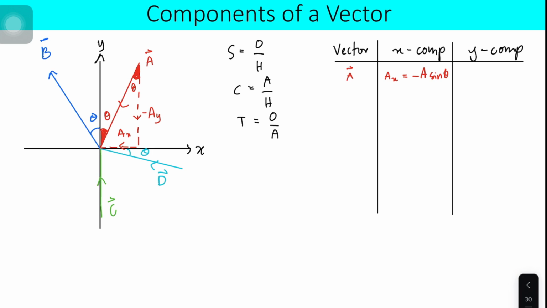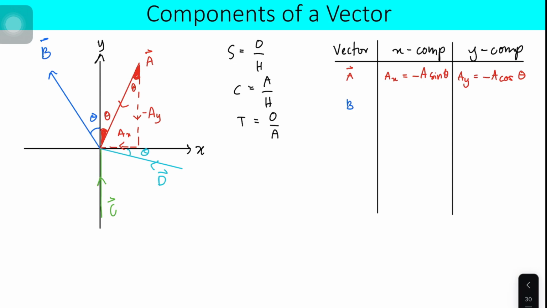Now, for the Ay, with respect to the angle here, the Ay is actually the adjacent side. So we are going to use cos theta. So Ay is equivalent to negative, don't forget, A cos theta. Once the values of the theta and the A are given to you, please do the calculation properly. I'm showing you the concept only.